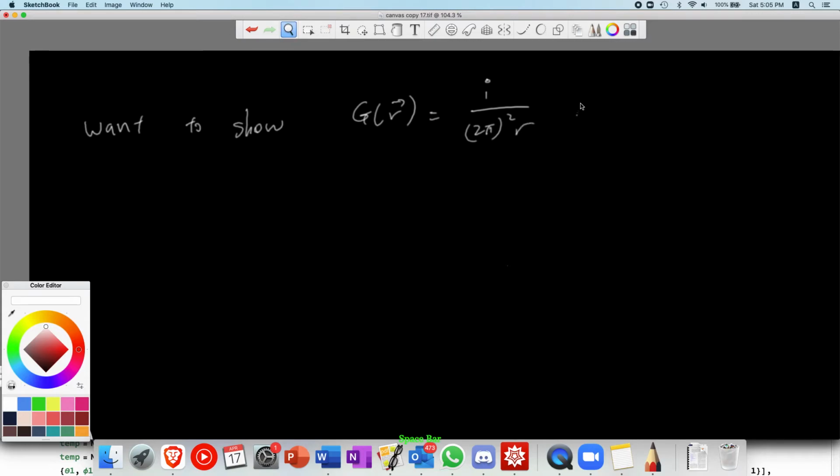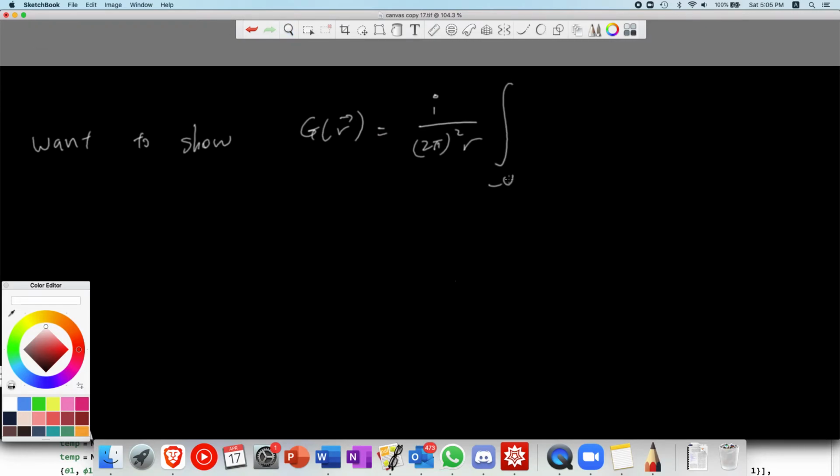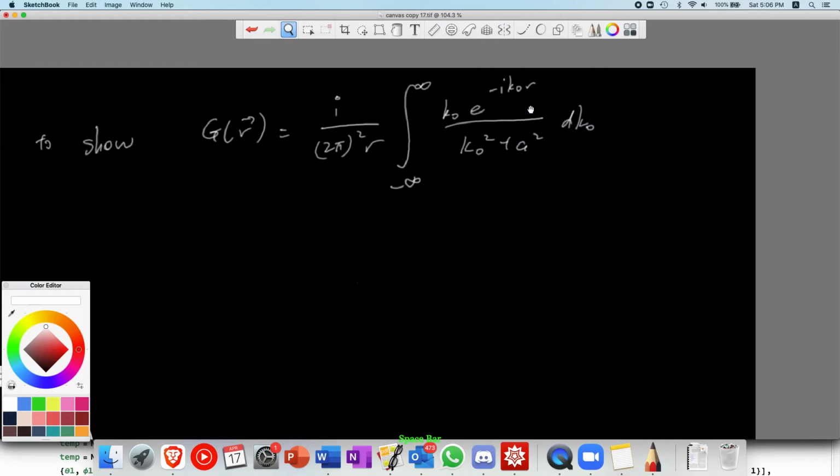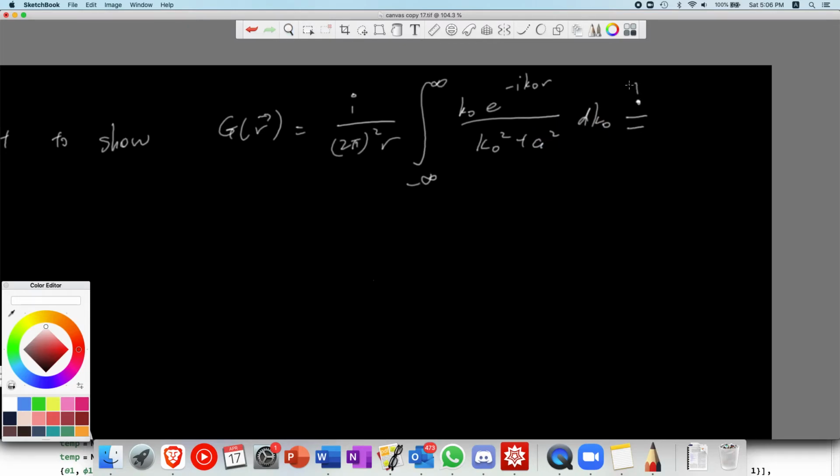Okay, so once again, reminder, our goal is to show that g of r, so far, all the steps we have done, we have shown it equals I over 2 pi squared r times the integral from minus infinity to infinity of k0 e to the power minus I k0 r over k0 squared plus a squared dk naught. We need to show, I'll put a question mark here because we haven't shown it, that this equals e to the power minus ar over 4 pi r. And reminder that r equals the magnitude of the r vector.